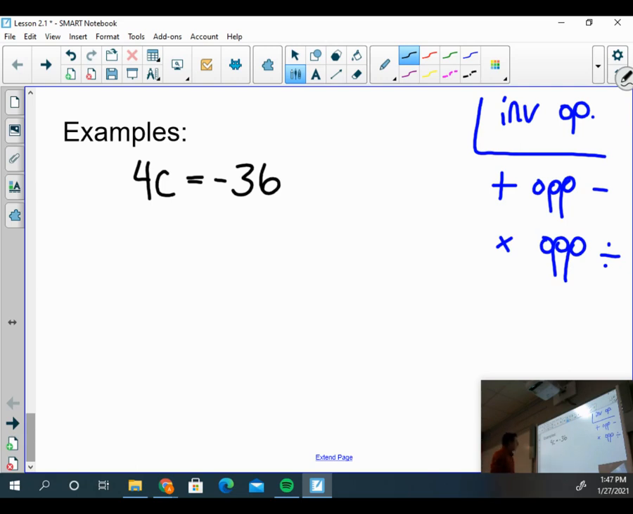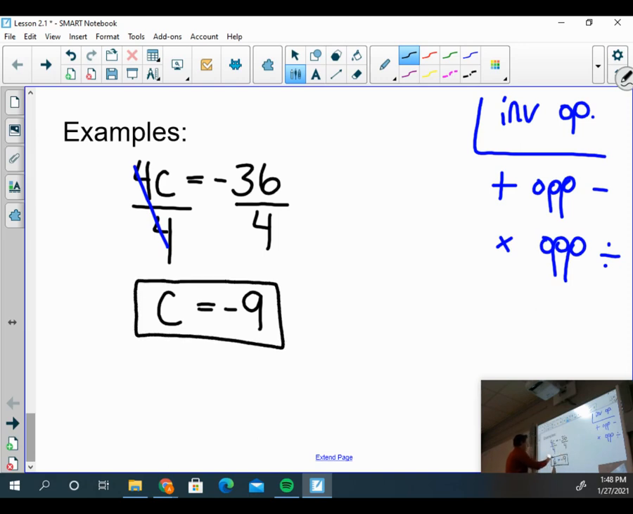So if it's being multiplied, I know that the inverse operations tell me if I am multiplying something by 4, I'm quadrupling it. If I divide by 4, that will cancel out the multiplication by 4 and leave me with just my variable. But I can't just do that to one side. I must also do it to the other. Negative 36 divided by 4 is negative 9. So when you divide both sides by 4, you get c equals negative 9.